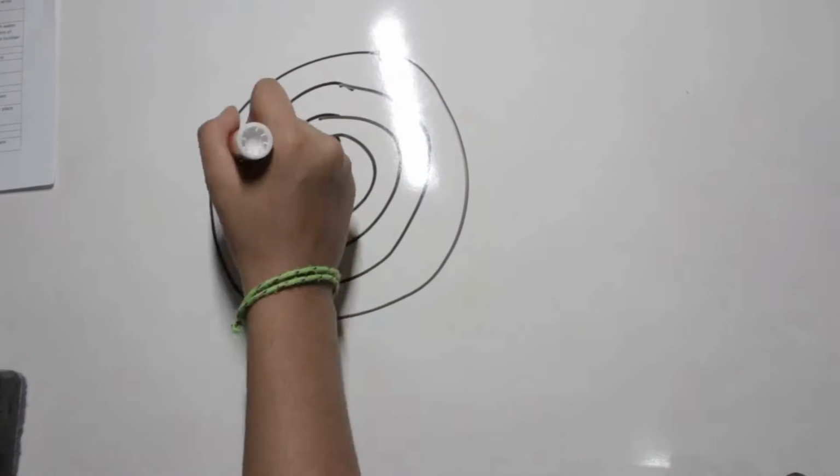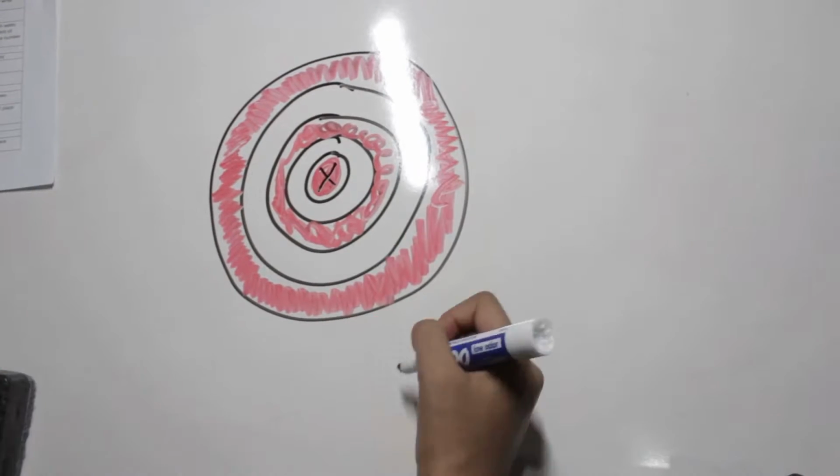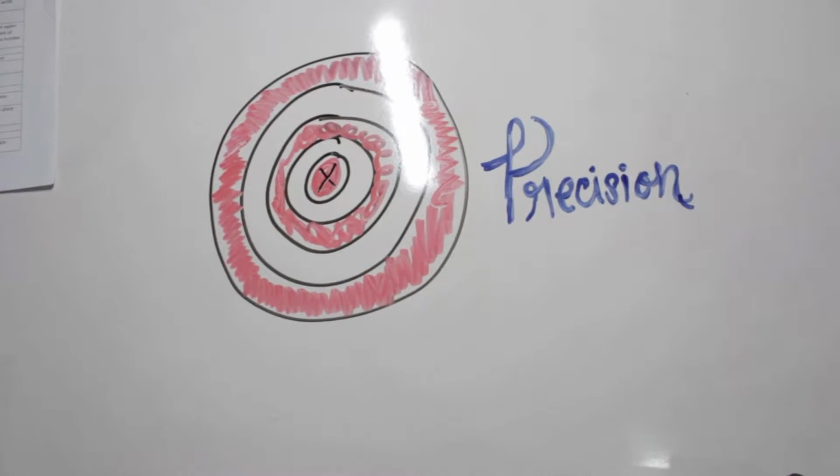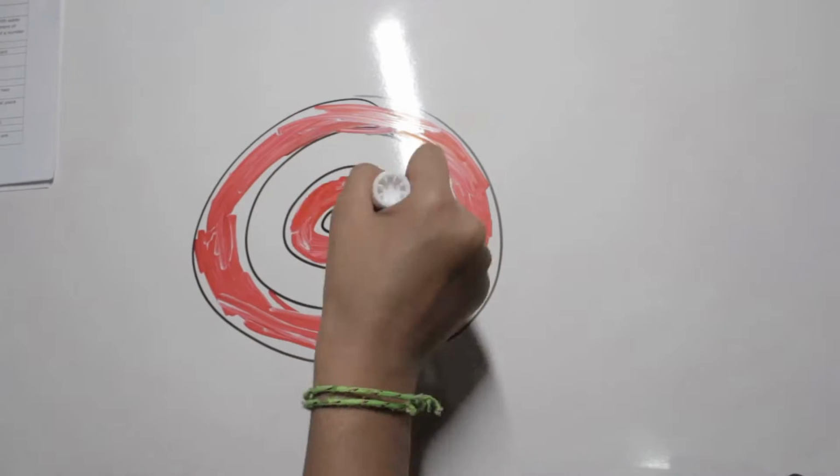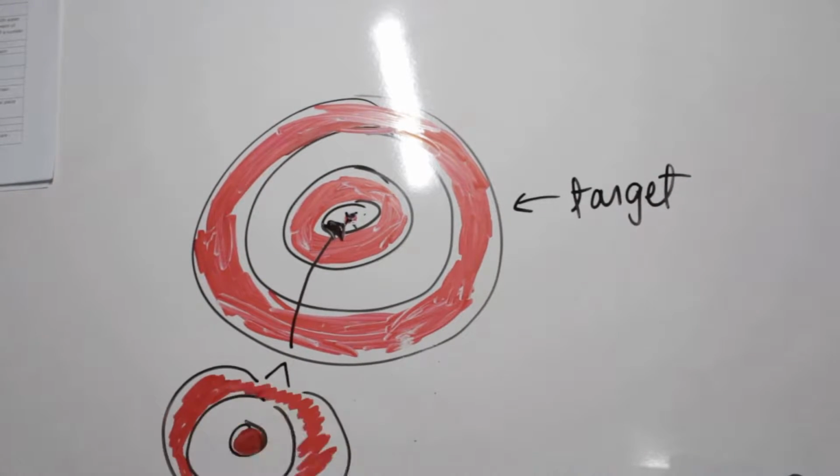Precision actually refers to how close the measurements are to each other. Remember, these don't have to be accurate, they just have to be close to one another. Accuracy is different, as it's a comparison of how close the measurement is to the accepted measurement.